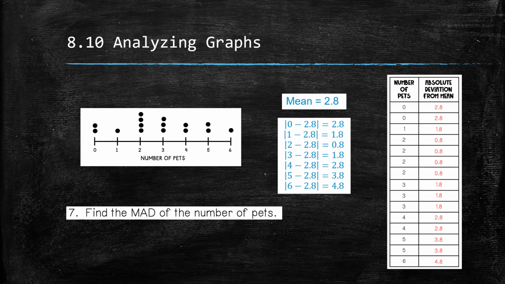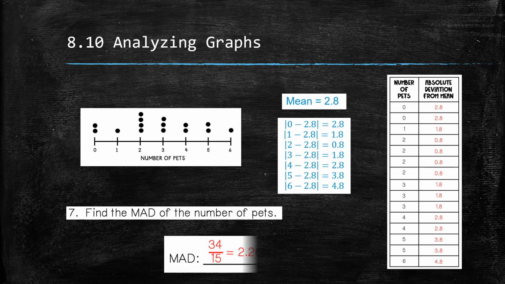So now that I've found the absolute deviation from the mean for each data point, I need to add those up, which gives me 34. And then I'm going to divide by how many points I have, which is 15. And that will give me the MAD, which is 2 and 26/100, and the 6 is repeating, so I need to draw a bar above my 6. And that's it.